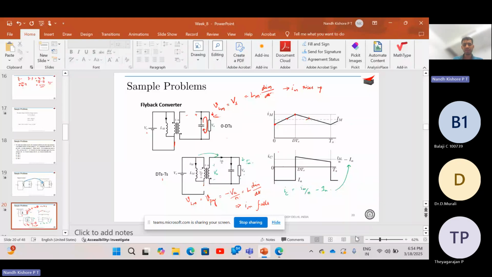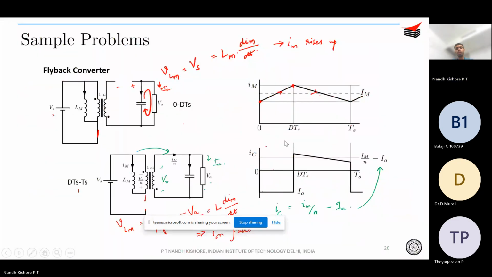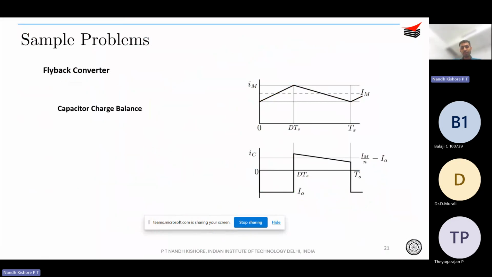Okay, so capacitor charge balance is something you guys have studied already. During the DTs period, you see that the capacitor supplies the output, therefore the current is minus Ia. So this is minus Ia, and during the (1 minus D)Ts period, the primary current is reflected to the secondary side, therefore the capacitor current is going to be, from KCL, Im by N minus Ia. So by capacitor charge balance, you see the capacitor waveform over here.